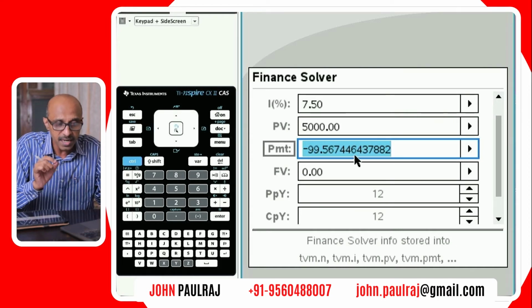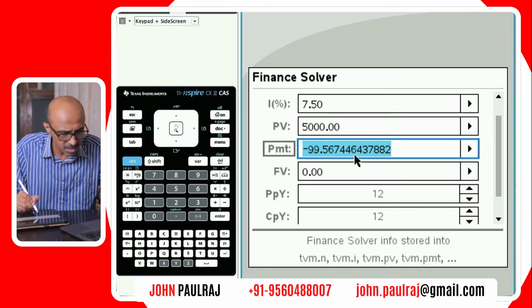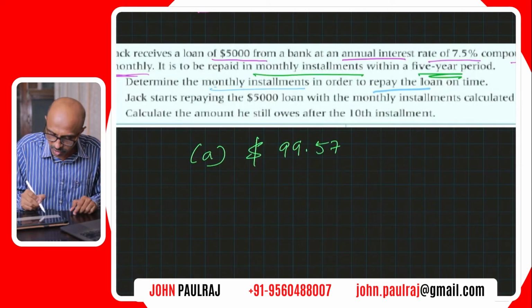The monthly installment is indicated as negative because that's the money that's going out of your pocket. So I'm going to make a note of the monthly installments for Jack, which is going to be 99.57. I'm going to round it off to 2 decimal places. Okay, so that's going to be our monthly installments.